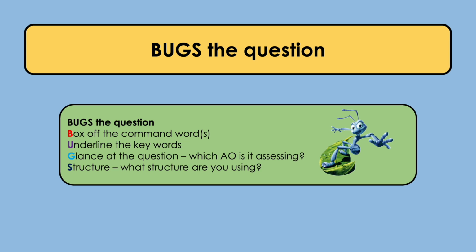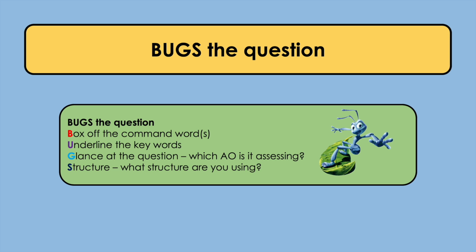Is it tackling AO1? Is it asking us to focus mainly on our knowledge and understanding? Is it asking us about AO2, which is our source inference skills? Or is its focus AO3, which is all about our ability to be able to understand historical interpretations?